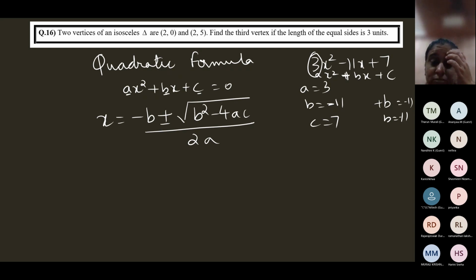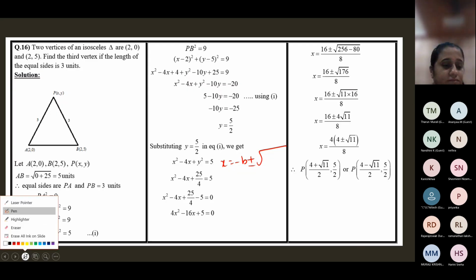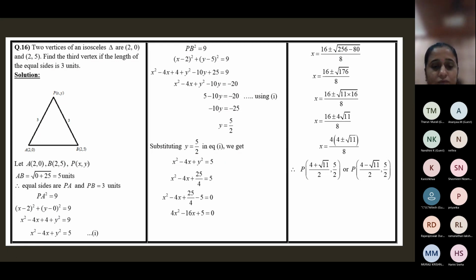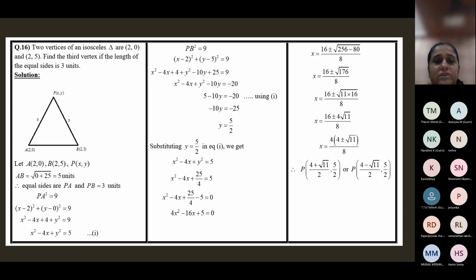x is equal to minus b plus or minus root of b² minus 4ac by 2a. All right, so that's what we use here. So the value of a when you compare it with ax² + bx + c is 4, the value of b is minus 16, the value of c is 5.